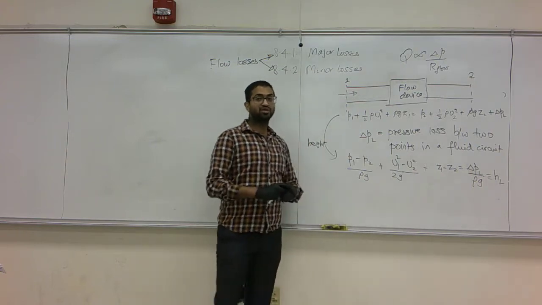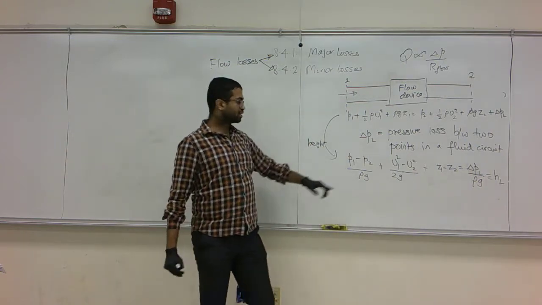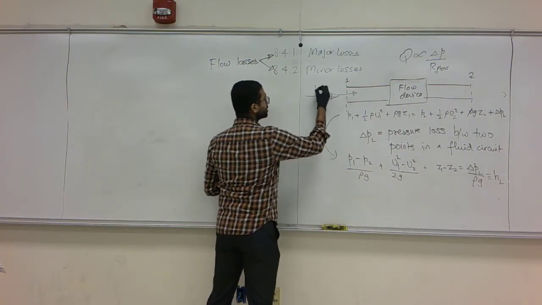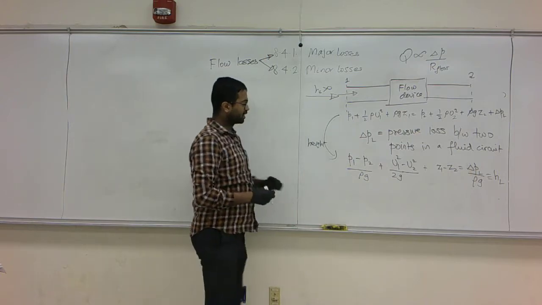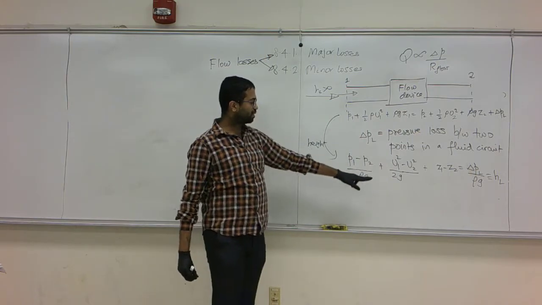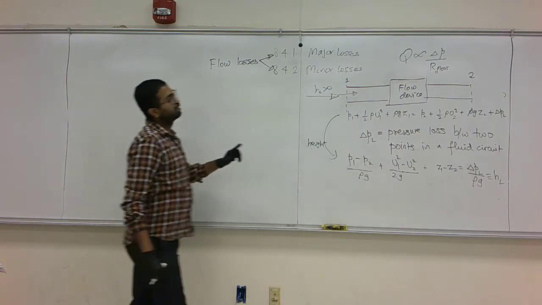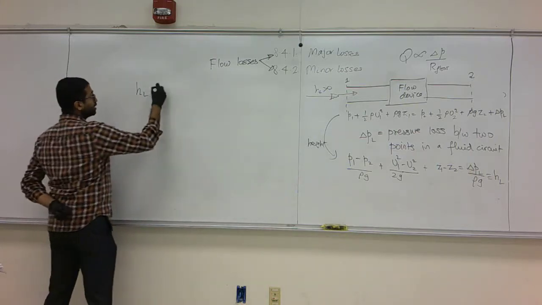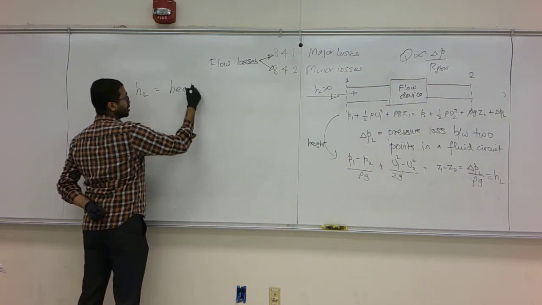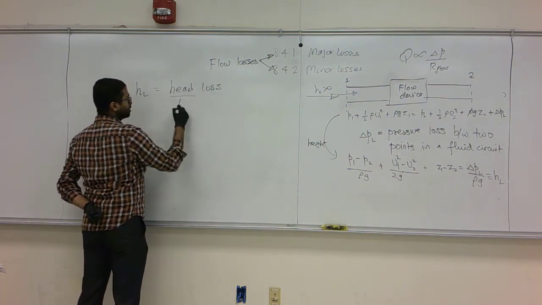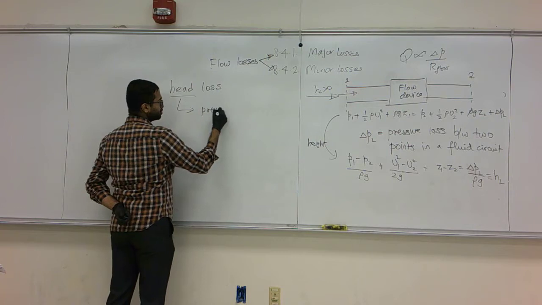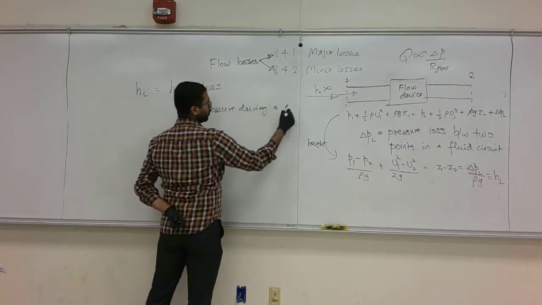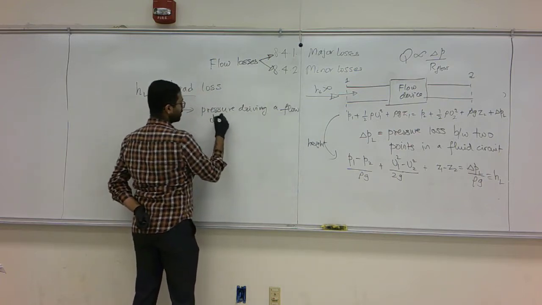It should ideally be 0 if there are no losses, but there is loss, and since pressure is decreasing in this direction, HL will be a positive number, because P1 is more than P2 in general. HL has the dimensions of height. It's called the head loss. The word head is a synonym for the pressure driving a flow, or pressure difference driving a flow.